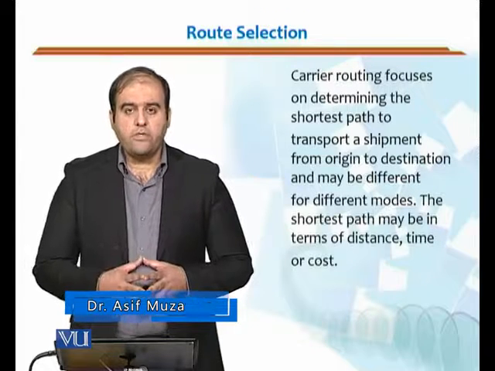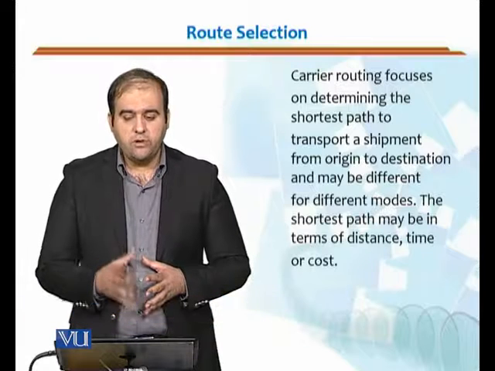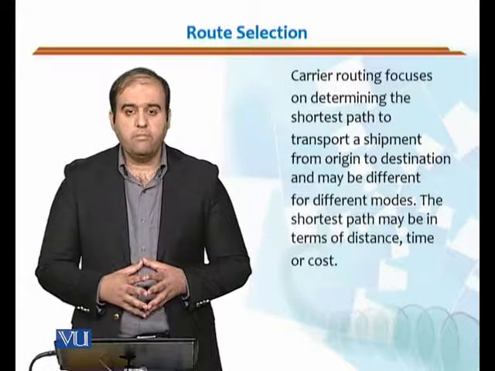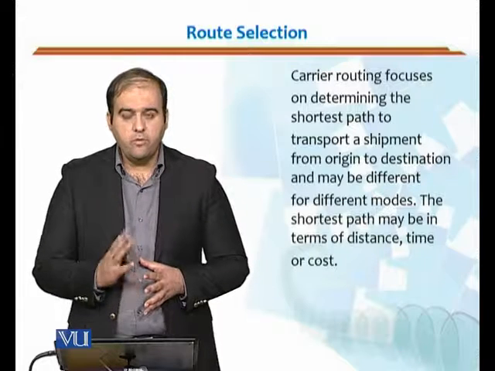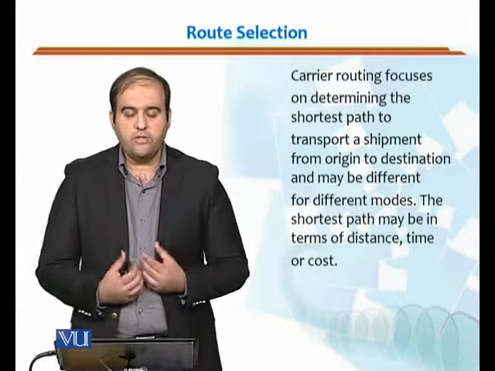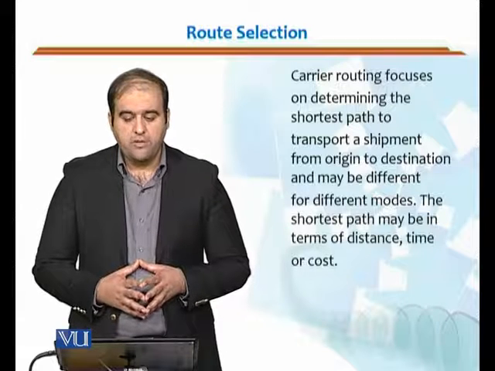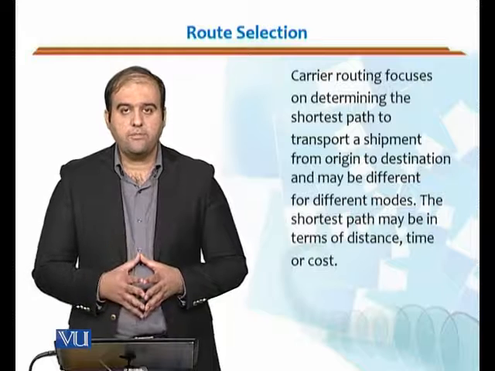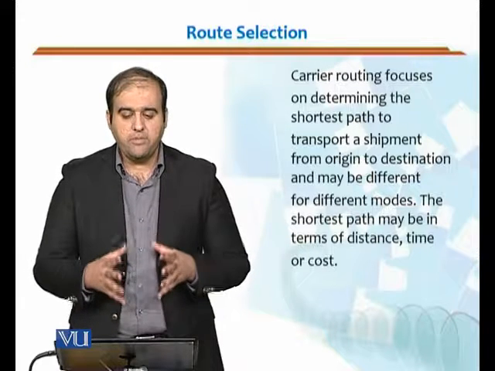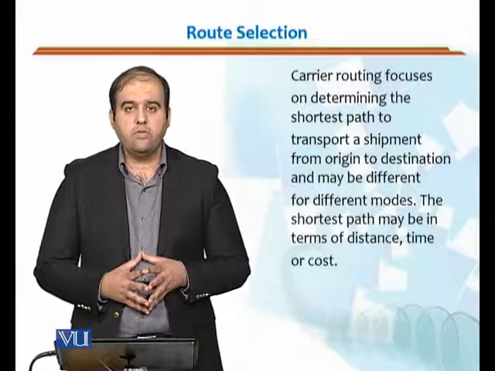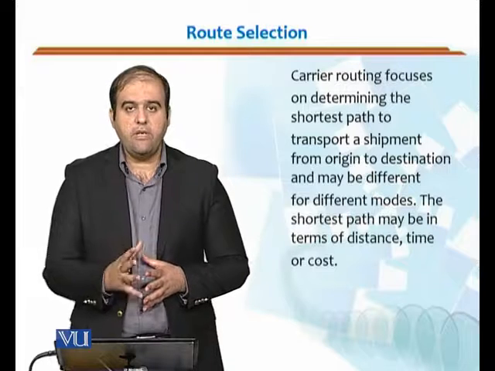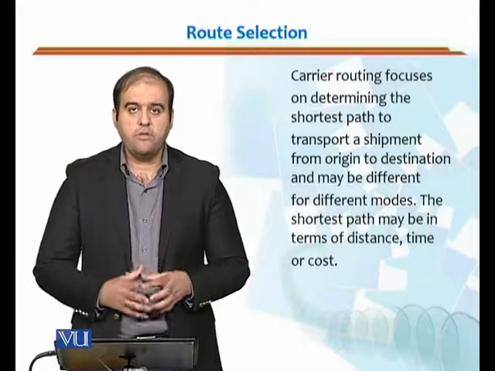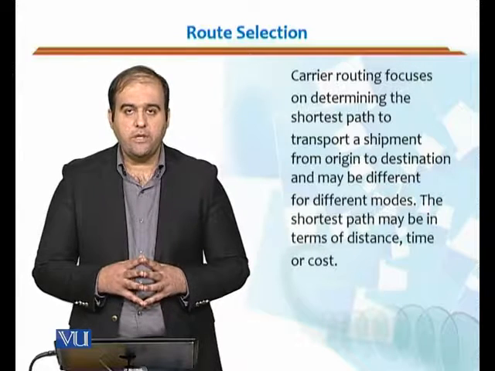Carrier routing focuses on determining the shortest path to transport a shipment from the origin to the destination, and may be different for different modes. So for different modes of transportation, the routes could be different. The shortest path may be in terms of distance, time, or cost. So the purpose in route selection would be to go for the path that will minimize your cost. That will also minimize the distance as well as the time. So there are three factors which need to be satisfied simultaneously.